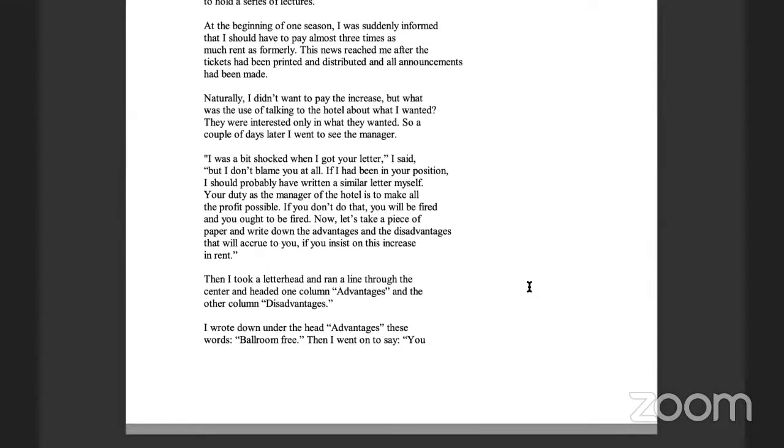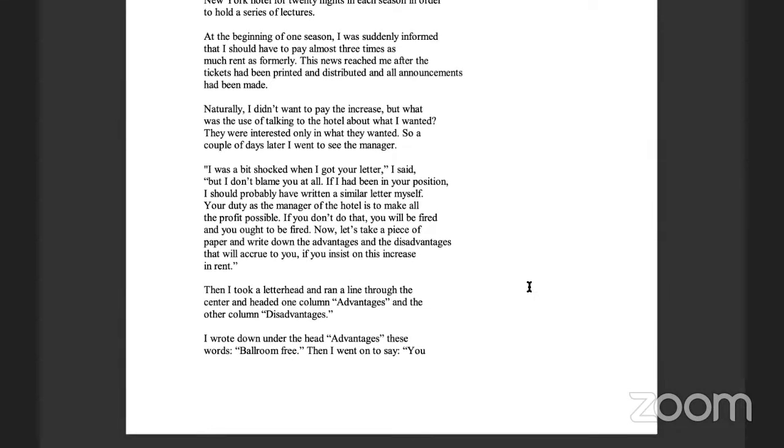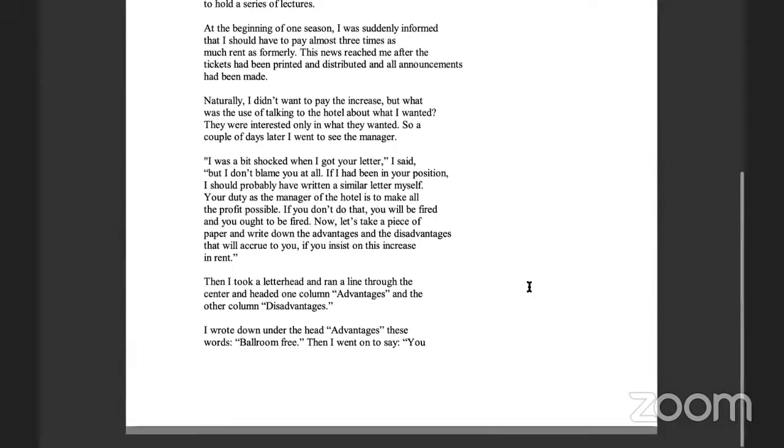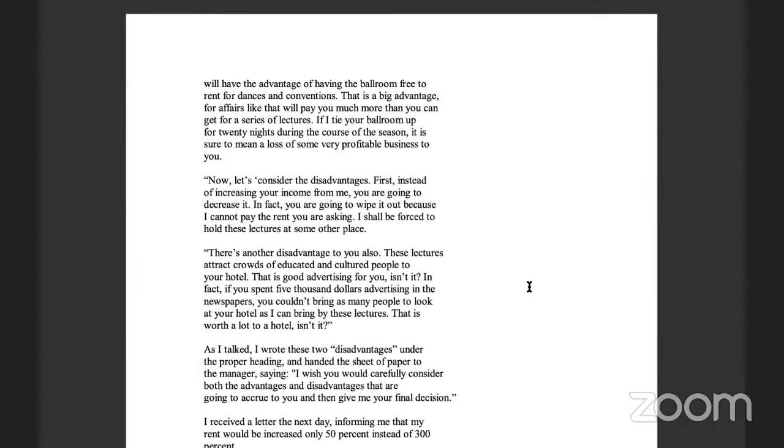Then I took a letterhead and ran a line through the center and headed one column, advantages, and the other column, disadvantages. I wrote down under the head, advantages, these words: ballroom free. Then I went on to say, you will have the advantage of having the ballroom free to rent for dances and conventions. That is a big advantage for affairs like that. That will pay much more than you can get for a series of lectures. If I tie up your ballroom for 20 nights during the course of the season, it is sure to mean a loss of some profitable business to you.